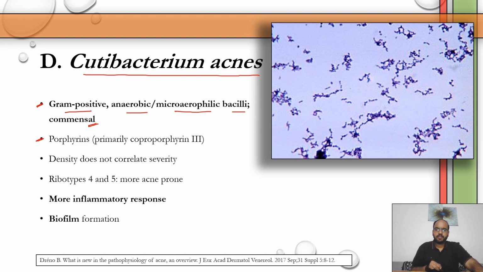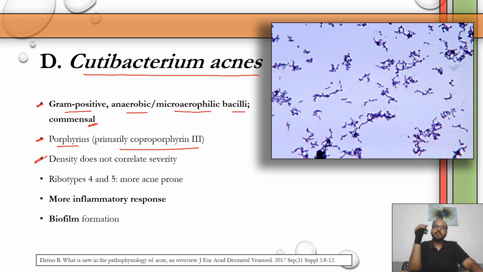Majorly, it secretes porphyrins, primarily coproporphyrin 3, and that is the usual lifestyle of Cutibacterium acnes. So, when the population is increased, it can lead to increased inflammation and activation of the innate pathway of the immune system. Okay. Density does not correlate with severity. It has been found that patients with severe acne might have nearly the same amount of density as compared to people with non-severe acne. So the density is not proportional to severity.